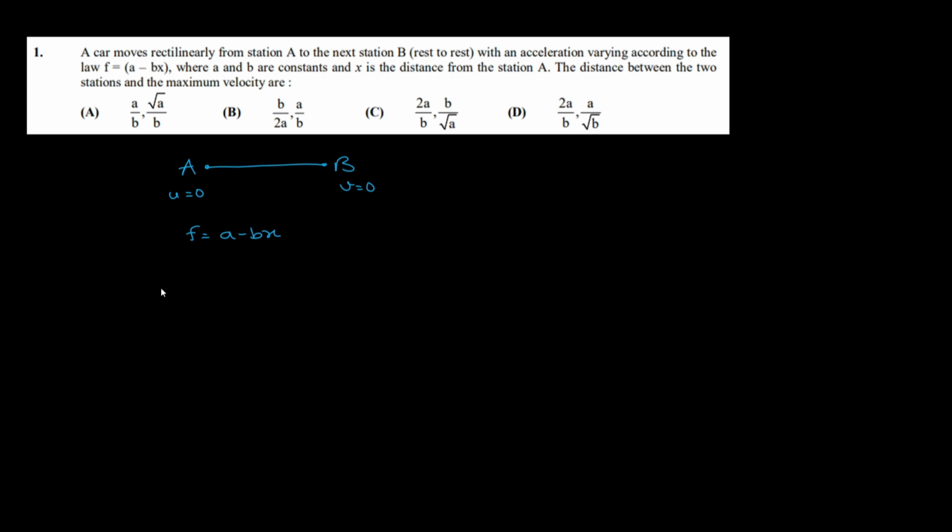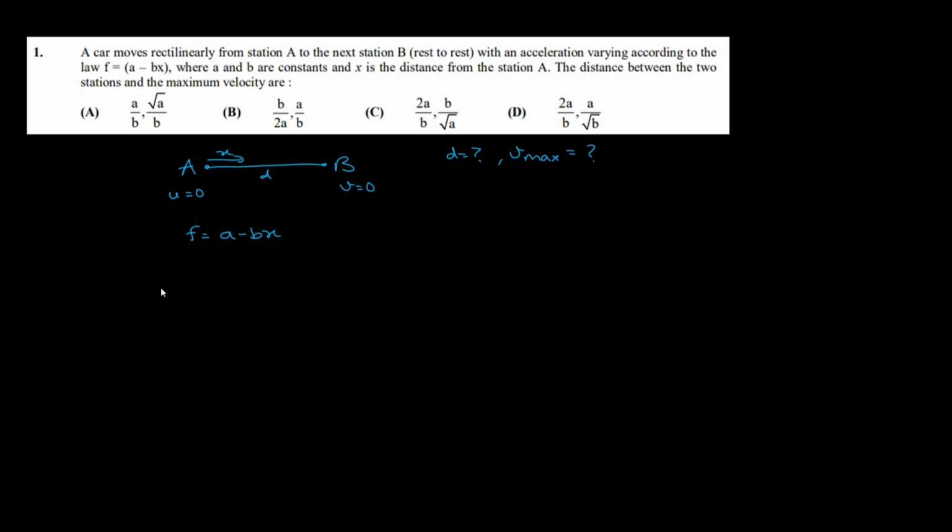The first thing to note is that this f is not force, this is acceleration, and a and b are constants, and x is the distance from station A. This is x, the distance between the two stations, and the maximum velocity. So we have to find this distance, let it be d, as well as the maximum velocity. Okay, so let's start.